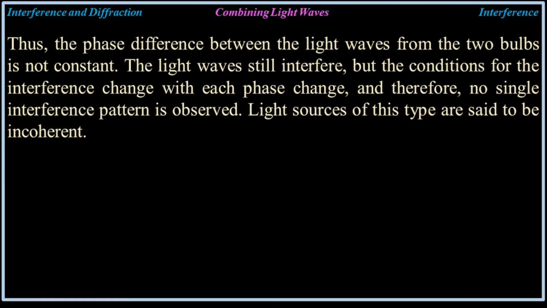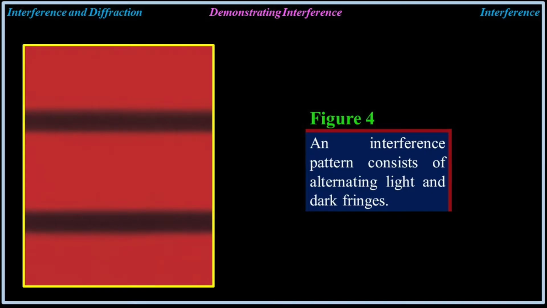Let me read that again. Light sources of this type are said to be incoherent. Figure 4: an interference pattern consists of alternating light and dark fringes.